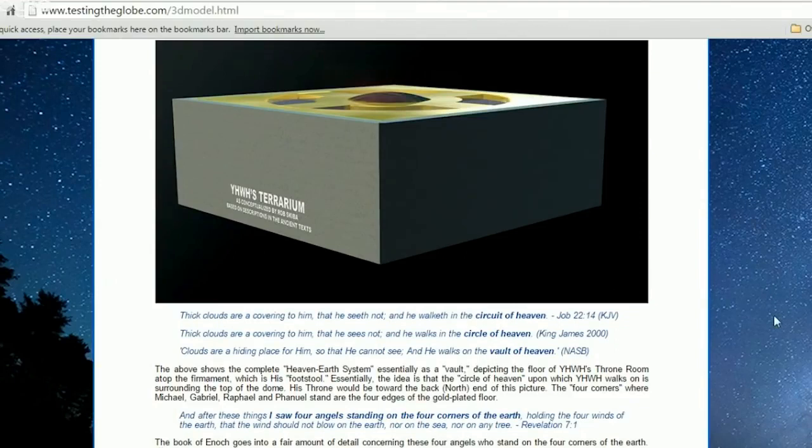The above shows the complete heaven-earth system essentially as a vault, depicting the floor of Yahuwah's throne room atop the firmament, which is his footstool. Essentially, the idea is that the circle of heaven upon which Yahuwah walks is surrounding the top of the dome. His throne would be toward the back, which would be the north end of this setup. The four corners, right here, where Michael, Gabriel, Raphael, and Phanuel stand are the four edges of the gold-plated floor of the throne room of heaven in this model.